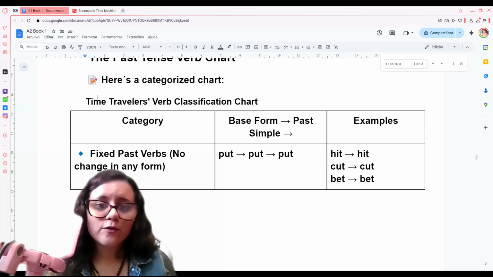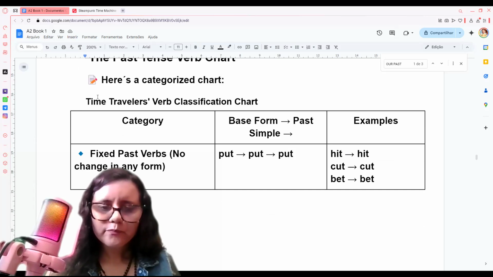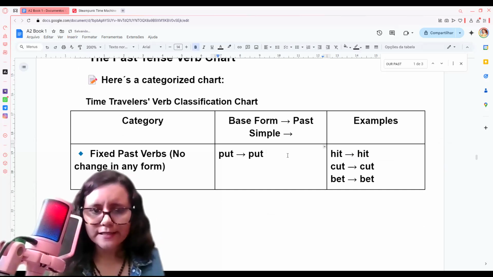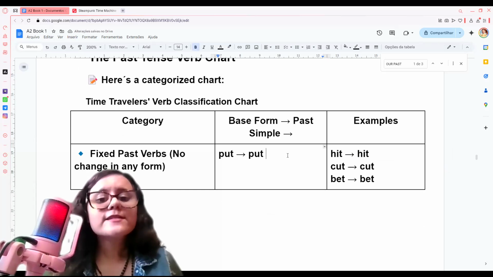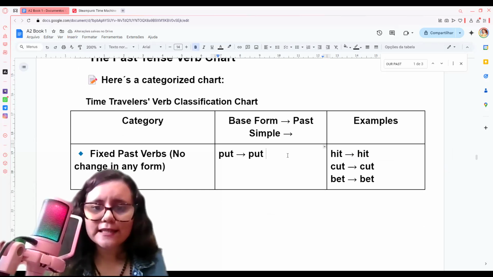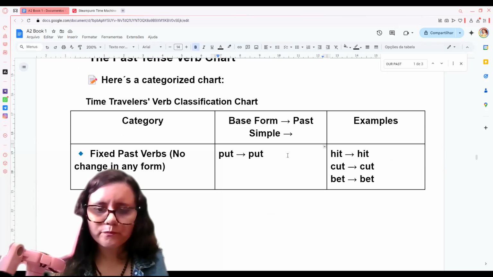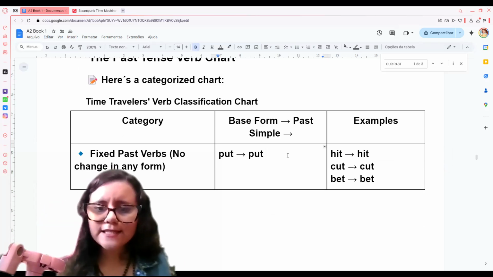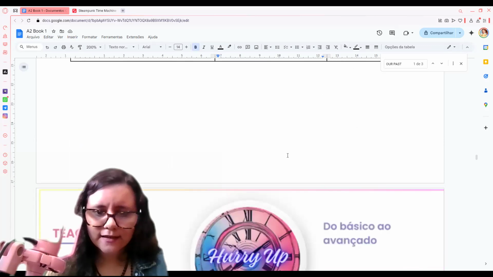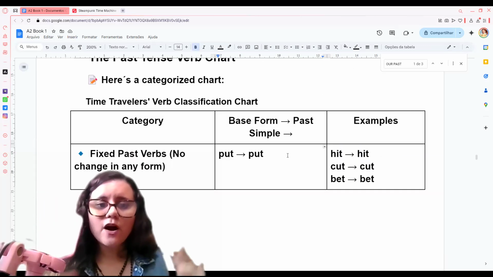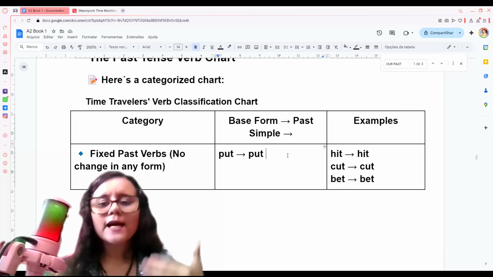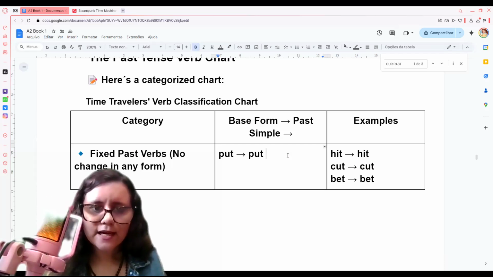For example, the verb put. The form in the past is put. Other examples. Hit. Cut. Bat. So let's repeat all of these verbs. Put. Hit. Cut. Bat.